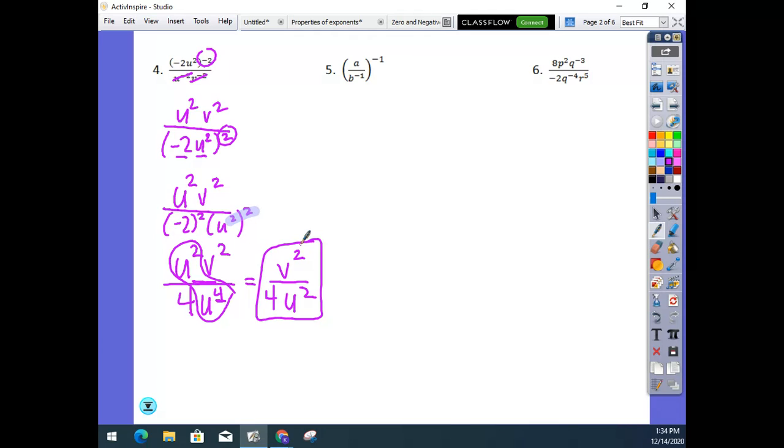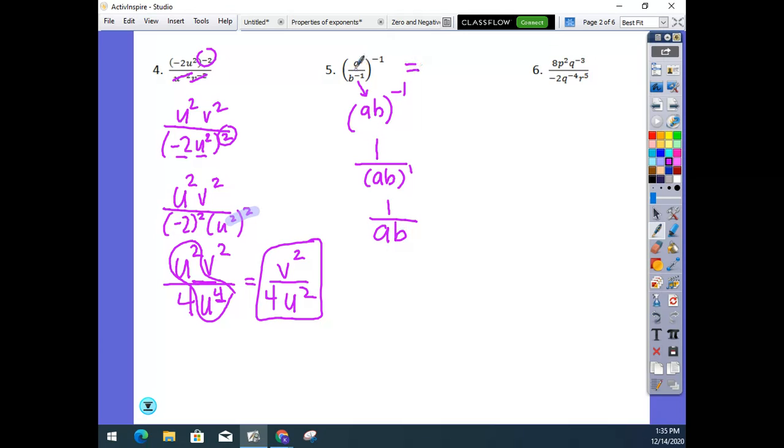Number 5 can be done many different ways. First of all, you could move the inside b to the top and make it positive. Then the outside, so I only dealt with the inside on this first step. Then the whole outside is negative, so I'm going to move the whole thing to the bottom, and it becomes positive. And anything to the first power, I don't even need parentheses.